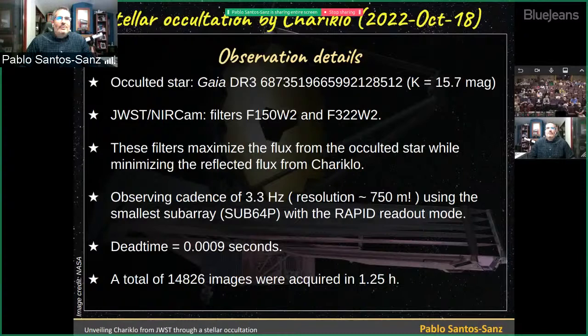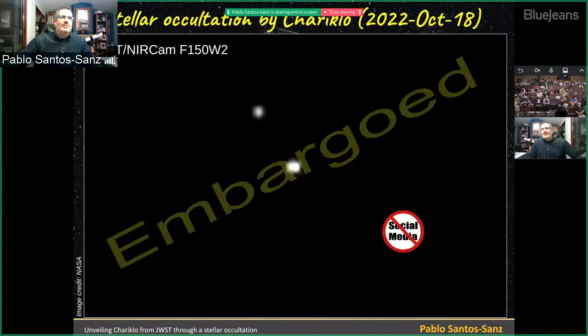We observed with a cadence of 3.3 hertz. This means a resolution at the plane of the sky where Chariklo and the rings are of around 750 meters. The time is really very short, as you can see. At the end, we obtained a total of around 15,000 images during the observing time that was more than 1 hour. And this is a video animation that we made using the NIRCam data at 1.5 microns.